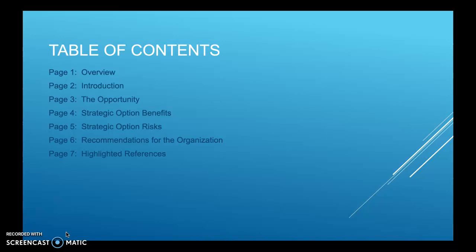Then we'll go into the opportunities that we have. We want to assess our current situation. We want to find where we need to find change and how we can implement that change. We'll look at the benefits and the risks of all of this change, how it will affect the organization as a whole. And then I've made a few recommendations for the organization to not only help them with this, but also possibly improve things for the future. And then we'll take a look at the people that helped us put this together.